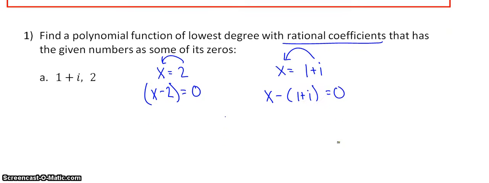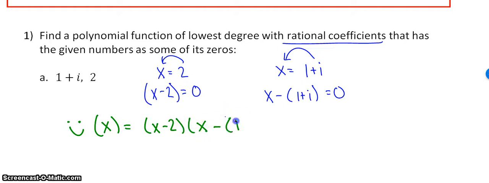Okay, so if I start to write that as a function, since I have zeros, I can write that function in factored form. So let's start by giving my function a name. Call it smiley face of x, because it doesn't have to be an f. It can be whatever I want it to be called. And these are my factors, so to write it in factored form, I'm going to multiply x minus 2 times x minus 1 plus i. And you could distribute that one negative sign there if you wanted to.